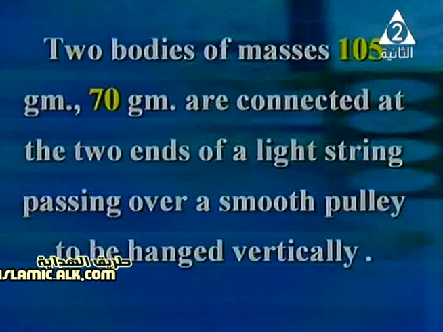Two bodies of mass 105 gram and 70 gram are connected to the two ends of a light string passing over a smooth pulley, hanging vertically. Remember, dear student, we have two bodies of mass 105 gram and 70 gram connected to the two ends of a light string passing over a smooth pulley, hanging vertically.